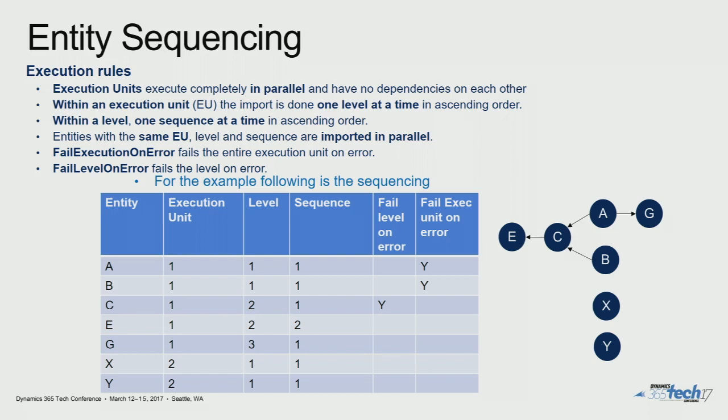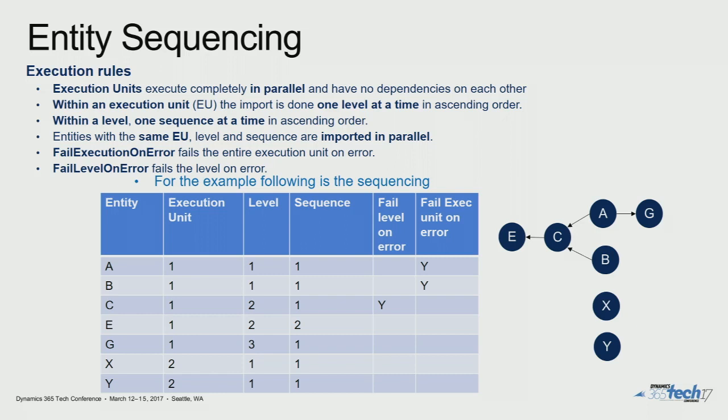To mention the dependencies, you can say fail level on error or fail the entire execution unit. So based on this setup, all the execution units will execute in parallel. If I have entity A, B, X and Y, X and Y have execution level 2, and A and B have execution unit 1, level 1 and the same sequence. So all these entities will be executed in parallel.